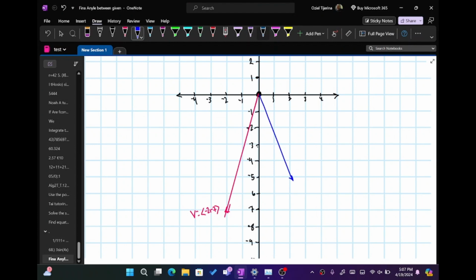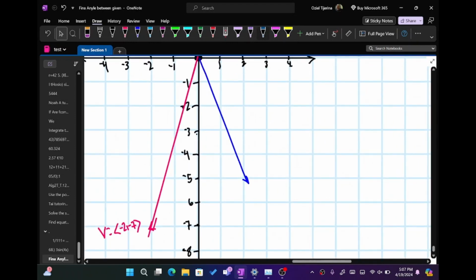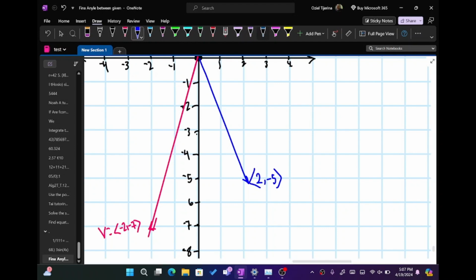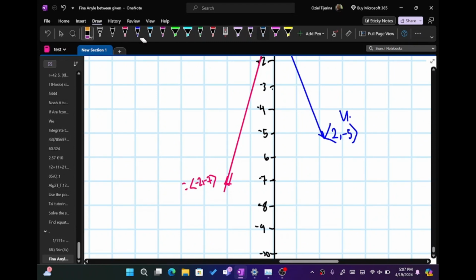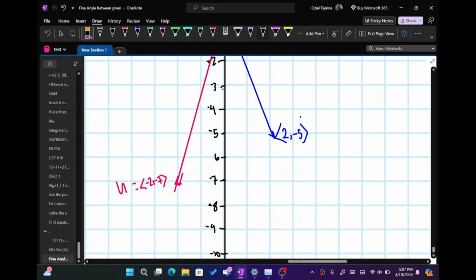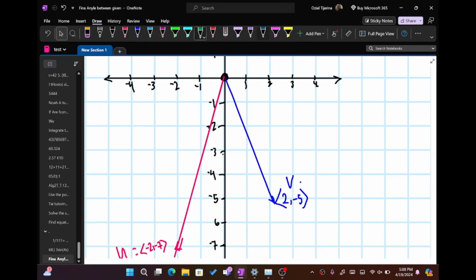Alright, guys, okay, so I forgot to label the second vector, but here. This is, oh, I'm sorry, this was supposed to be u. I'm sorry guys, this is supposed to be u, and this is supposed to be v. Alright. Now, we need to find again the angle between these two vectors. So look, this is the angle we're looking for here.